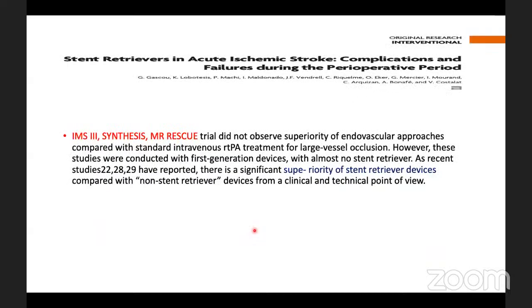But we saw that out of all these glorious trials, there were certain trials that failed when compared to the rtPA combination. So why did these trials fail? IMS III, SYNTHESIS, and MR RESCUE didn't have a positive impact on patients because they didn't use a proper stent retriever, and CT angiogram was also not taken into consideration by all these trials. So these trials didn't show a positive result as compared to the other 5 trials that showed benefit in 2015. So these trials almost established the superiority of stent retrievers over the non-stent retriever techniques.